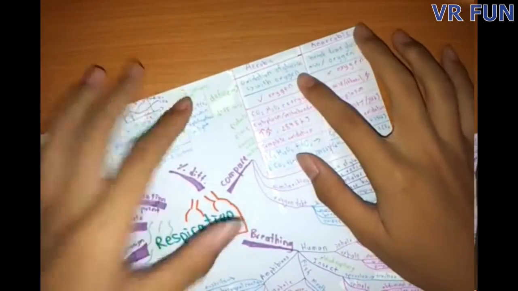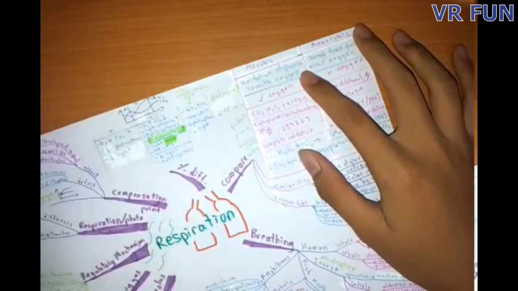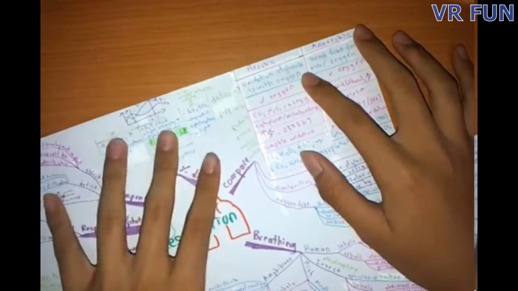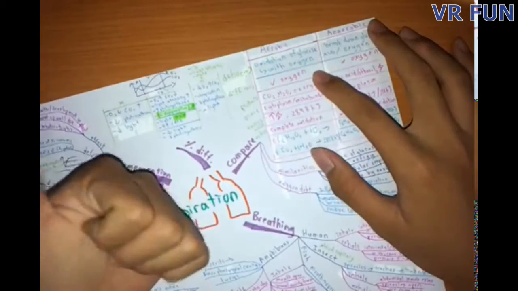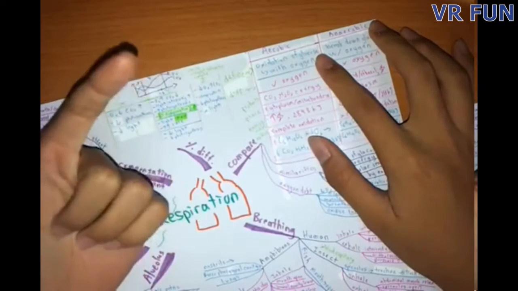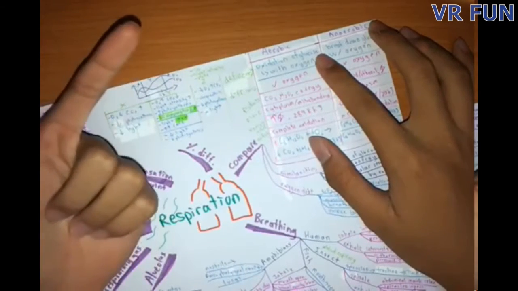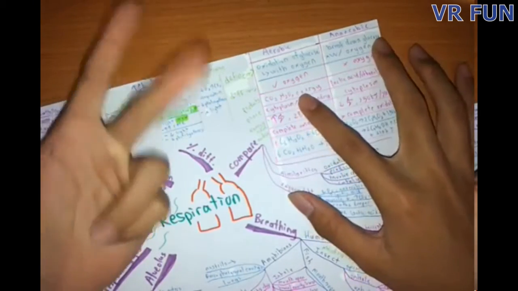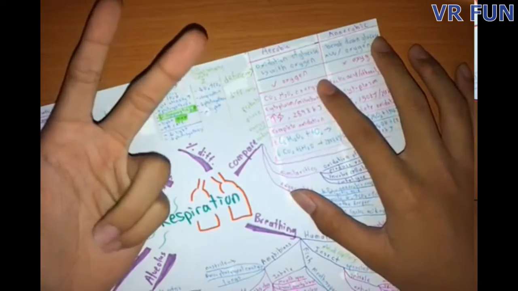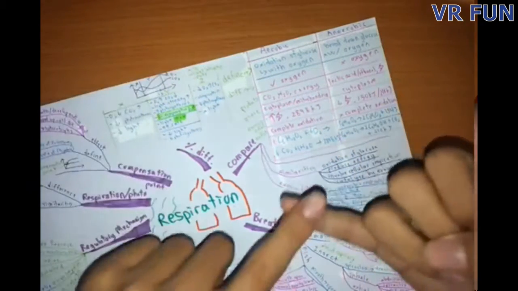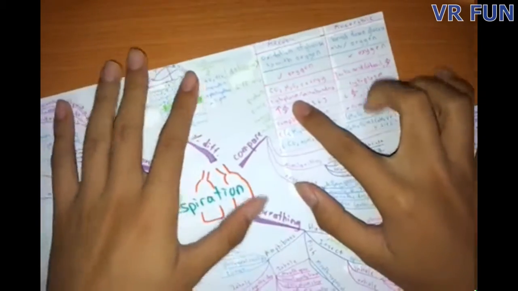Aerobic is basically the usual breathing that we have. It requires oxygen. It is like oxidation of glucose with oxygen to produce all the energy we need. The products are going to be carbon dioxide, water and energy. It happens in the mitochondria and also in the cytoplasm of the cell.